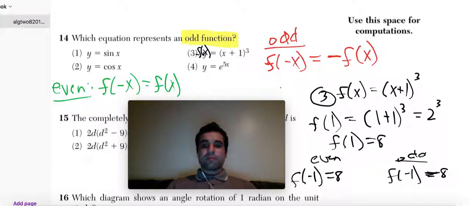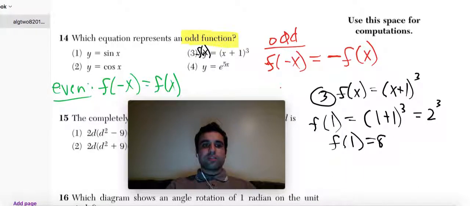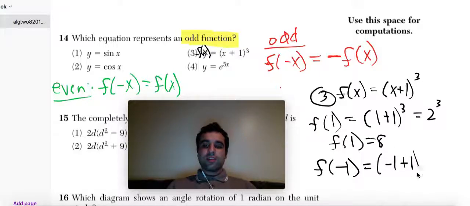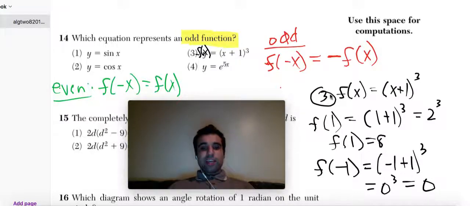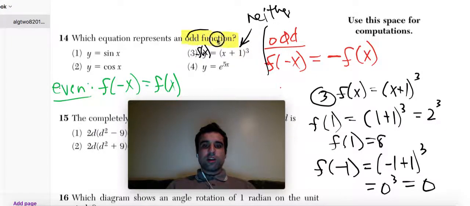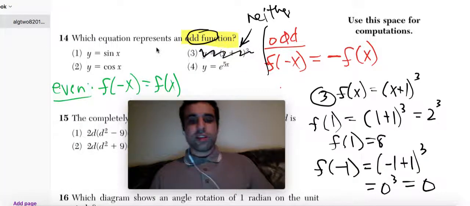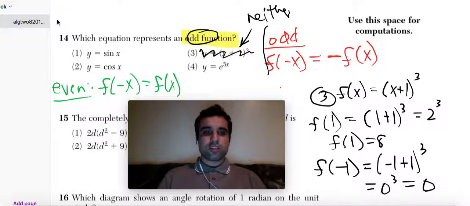Let's see what actually happens. F of negative 1 is going to be, and you could have used tables in your calculator too, but this one's easier without it, for me at least. Negative 1 plus 1 is 0. 0 to the third is 0. That is not equal to 8 or negative 8. So choice 3 is neither. Alright, so we want odd, so choice 3 is out. Choice 3 is out because it's neither even nor odd. Alright, I'm going to cross that out so that I only circle the answer choice. I don't want to mark the choice itself.